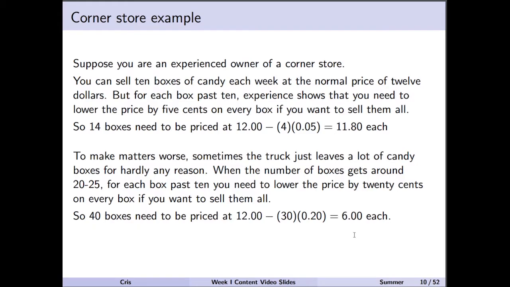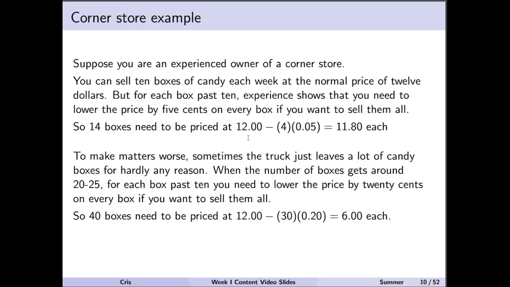Let's do a slightly less physical example. Let's do a business example. Suppose you are an experienced owner of a corner store. Okay, so you run a corner store. You've been doing it for a long time. You know what's going on.